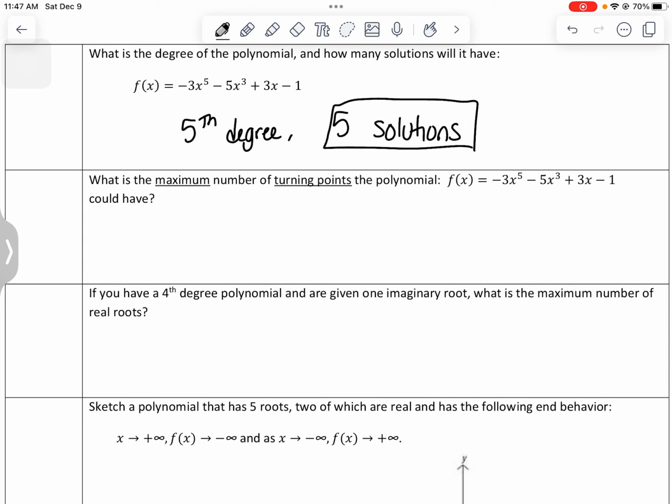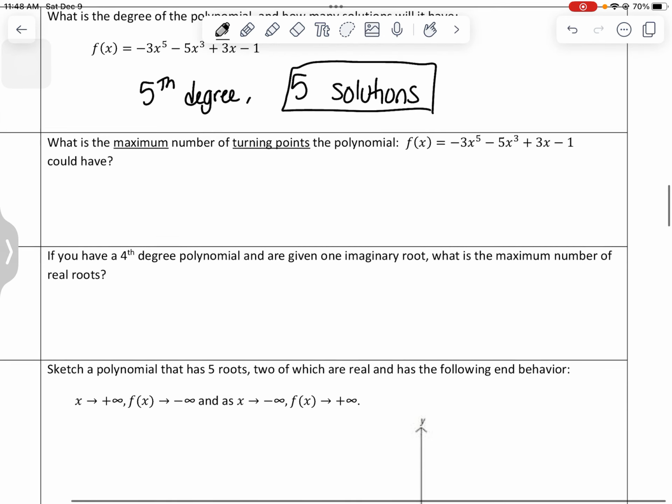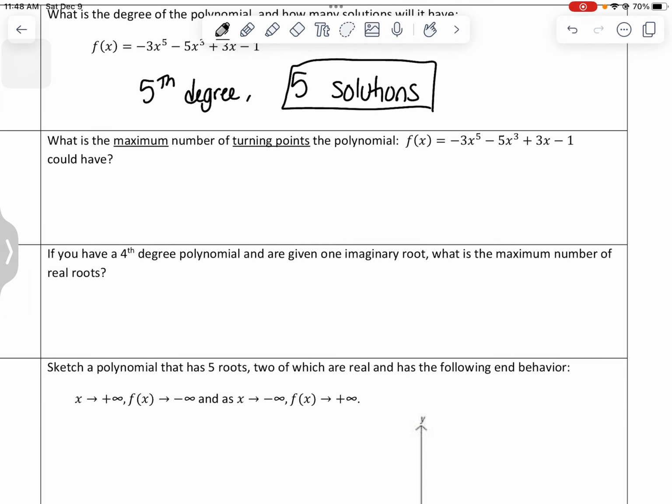I'm not asking for how many real or imaginary. I'm not wanting you to find them. I'm just asking, based on the degree, how many solutions will it have? Okay? And then this one kind of goes along with it. So the degree matches the number of solutions, and then the maximum number of turning points is 1 less than the degree. So if the degree is 5th degree, it will have less than or equal to 4 turns. That would be the maximum number of turns would be 4.